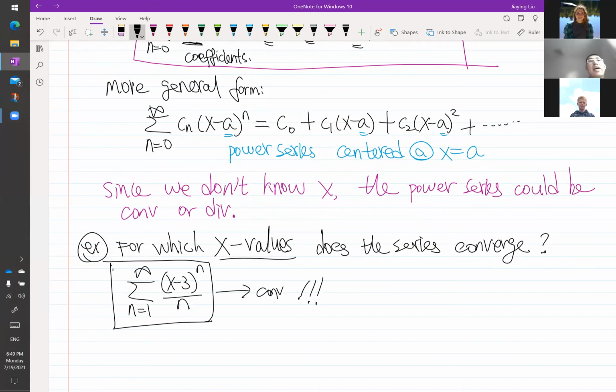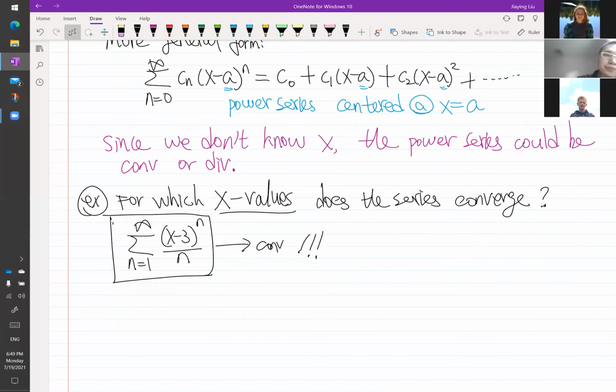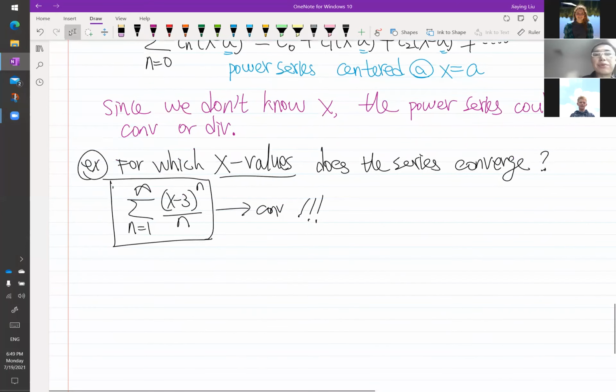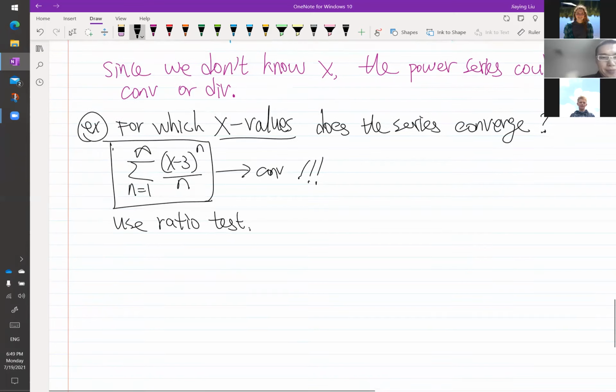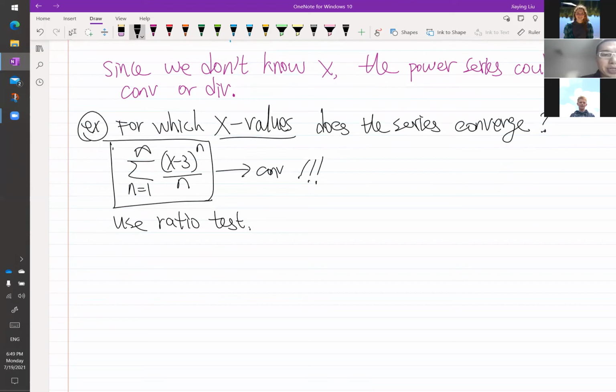So we need to know the x value. How do we find it? Well, there are a few ways you can do it, but one way is to use the ratio test. We're going to assume that we are testing whether it's convergent or divergent. We're just assuming we are testing it, but at some point we're going to choose some x value so that it's convergent. So let's begin with the ratio test.